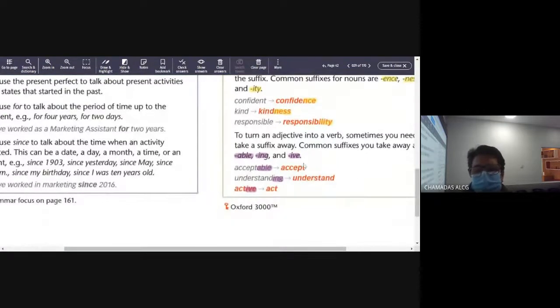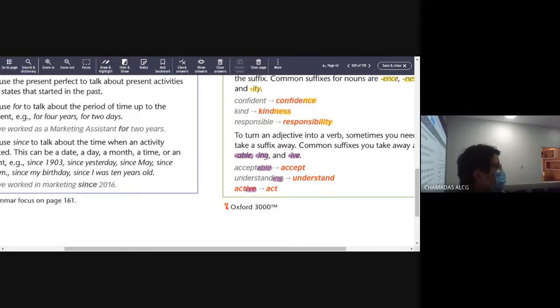The same when we have a verb. When we have a verb and I want to make an adjective, it's the opposite. I have to add the suffix. To accept becomes acceptable. To understand becomes understanding. I'm changing the position now. I'm doing the other way around. I'm starting from the verb and going to the adjective, okay?